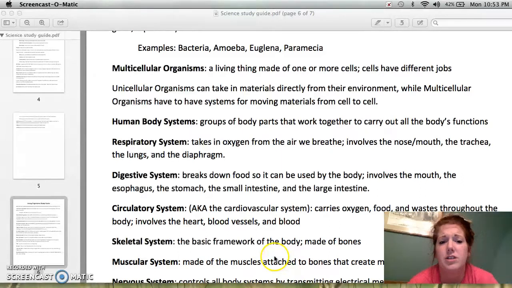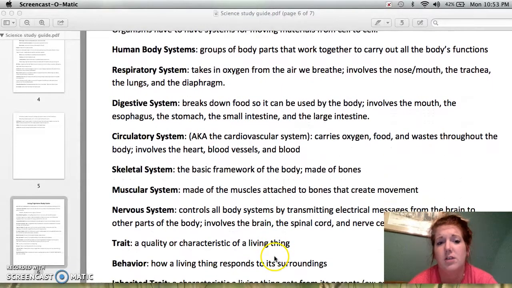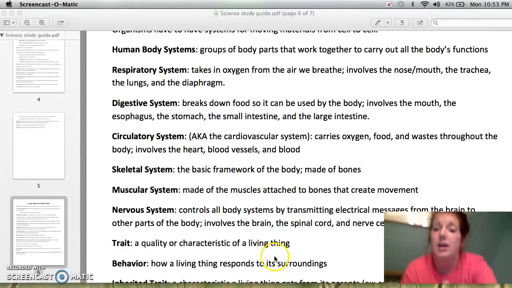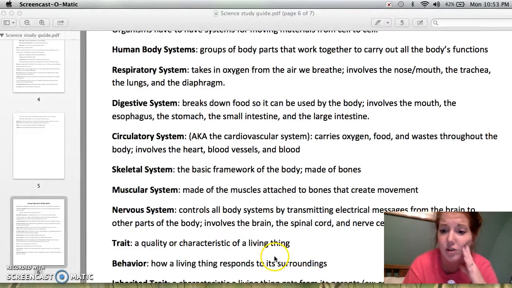The muscular system is made of the muscles attached to the bones that create movement. So without having your muscles attached to bones, you would not be able to move. So a main job with your muscular system is movement.